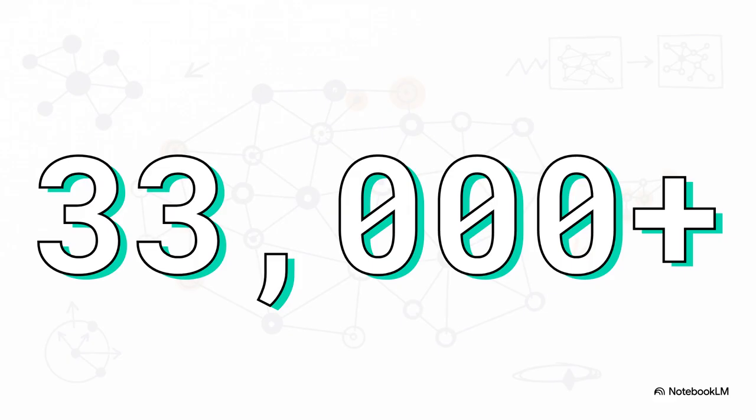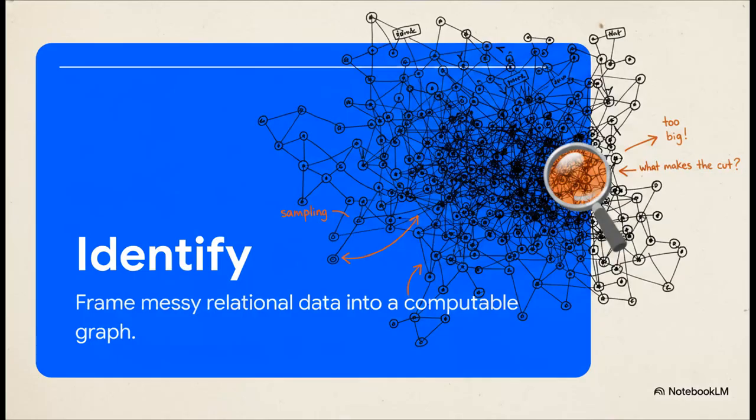Mathematically speaking, it's way too big to load fully into your laptop's memory, and it's definitely too large to query efficiently when every second counts in a crisis. You just cannot analyze every single node. And that brings us directly to the core professional skill we're focusing on today, which is identify. We need to take all this messy, real-world relational data and deliberately frame it into a computable graph. Look, when a network is simply too massive to handle, you're forced to sample. You have to identify what actually makes the cut. You absolutely must decide what matters most for the system you're engineering, because, well, you simply can't keep it all.